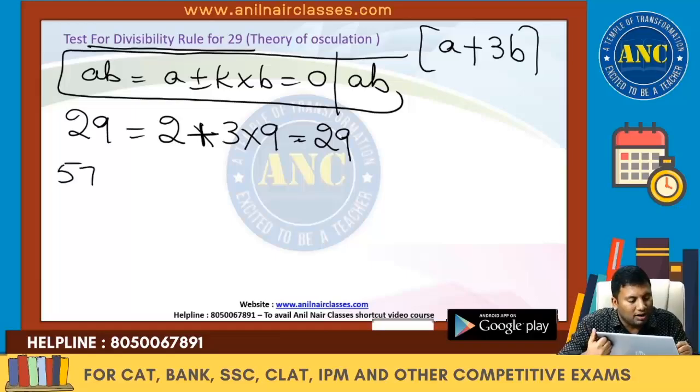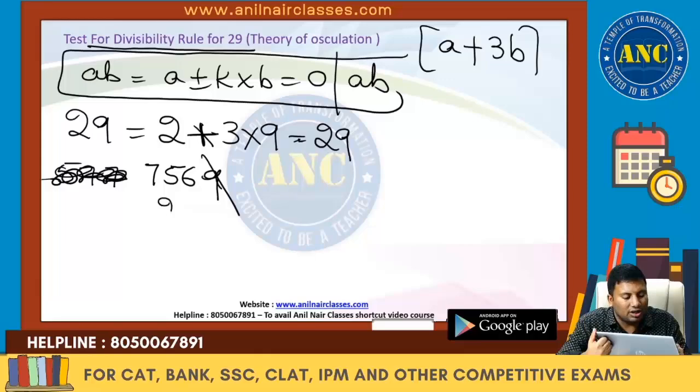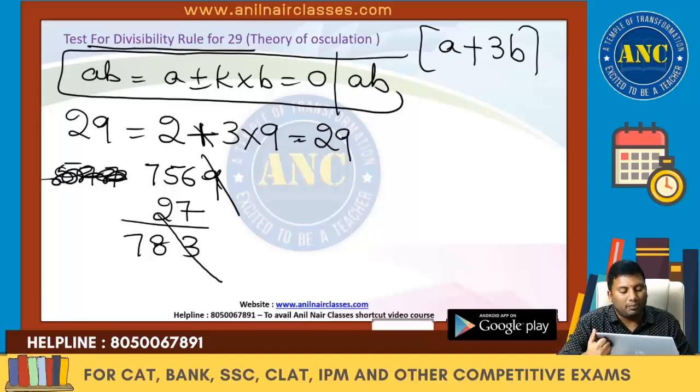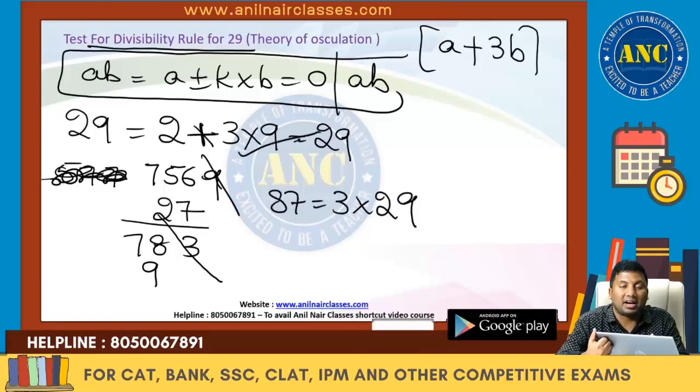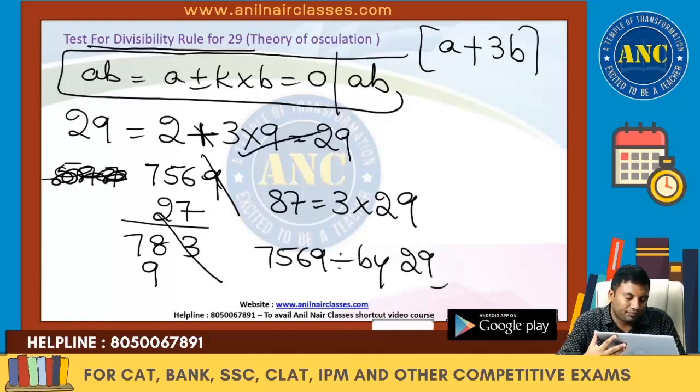For example, suppose 7569. A plus 3b. 9 3s are 27. So 756 plus 27 is 783. Take the unit digit, multiply by 3. 3 3s are 9. 78 plus 9 is 87. 87 is 3 into 29. Idea clear? Divisibility rule for any prime number you can do it. That means 7569 is divisible by 29.